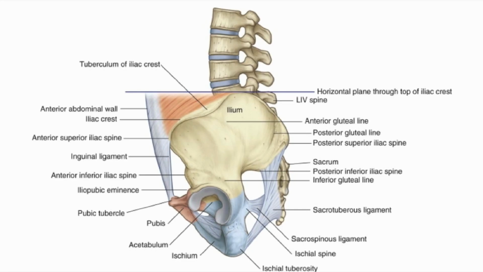Then you have the posterior gluteal line, which descends almost vertically from the iliac crest to a position near the posterior inferior iliac spine. And the gluteus medius muscle attaches to the bone between the anterior and posterior gluteal lines. And the gluteus maximus muscle attaches posterior to the posterior gluteal line. So here's the posterior gluteal line right here.